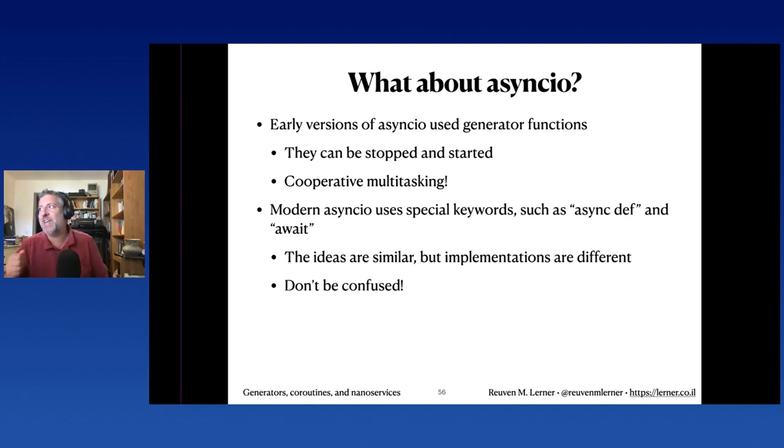Now, I have to say a few words about async IO. Because everyone in the async IO world says, oh, those are coroutines. What do you mean these are coroutines? Well, these coroutines came first. The generator-based coroutines came first. And this is how async IO was originally implemented. Nowadays, we have async def, we have await, we have a whole new set of keywords that we can use. But the basic idea of async IO comes from generators, comes from coroutines.